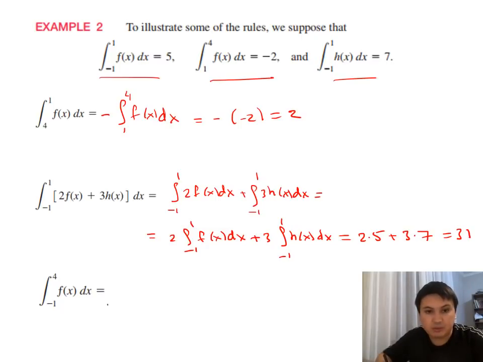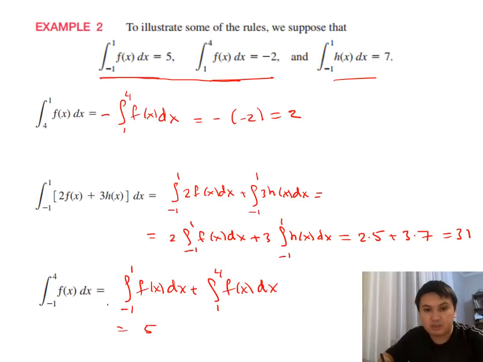Okay, now, what next? I want to integrate from -1 to 4 f of x dx. So for f of x, I have the two integrations, right? 5 and -2. What do I do? Well, I can write it as follows: the integral from -1 to 1 of f of x dx plus the integral from 1 to 4 of f of x dx. Now the first integral is 5. The second integral is -2, so it makes 3.